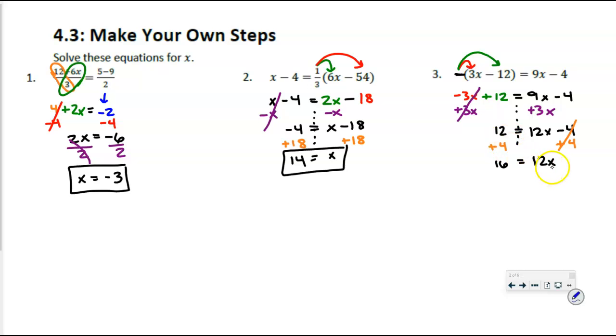And as my final solving step, x is multiplied by 12. I will undo that by dividing each side by 12. That leaves me with x, which is equal to 16/12. That is going to simplify to 4/3. Fractions are friends. As a decimal, that will be a repeating decimal, and that will not be very pretty, so fractions are friends.